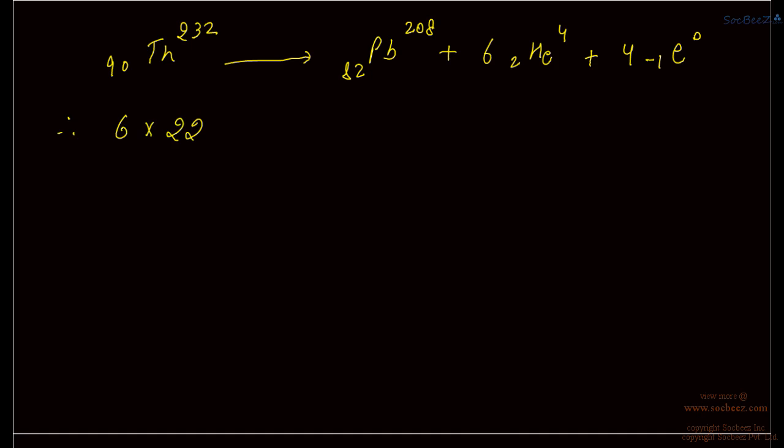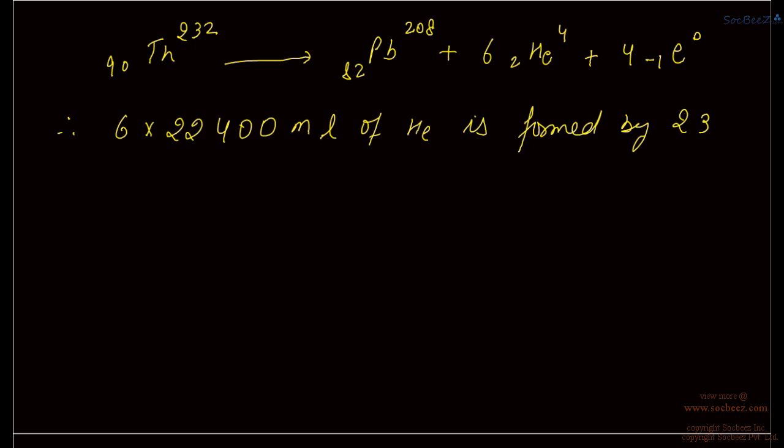Okay, so therefore 6×22,400 milliliter of helium is formed by 232 gram thorium decay. Since 1 mole of thorium is giving us 6 moles of helium, and 1 mole of any gas occupies 22,400 milliliter at STP, hence we can say that 6×22,400 milliliter of helium is formed by 232 gram of thorium decay.